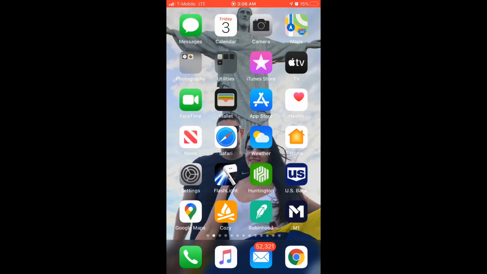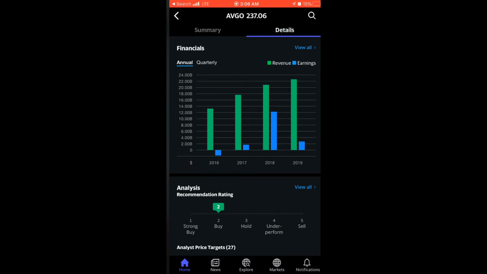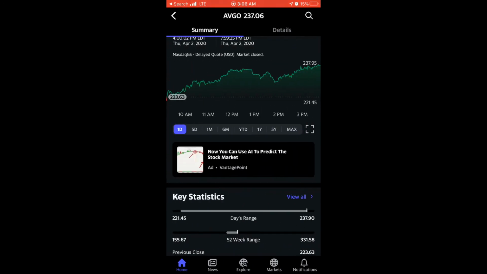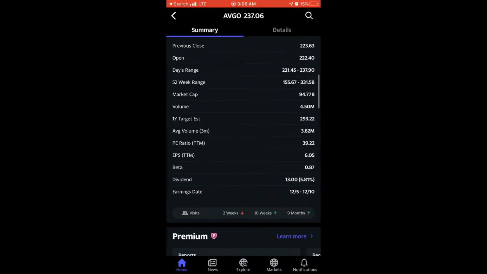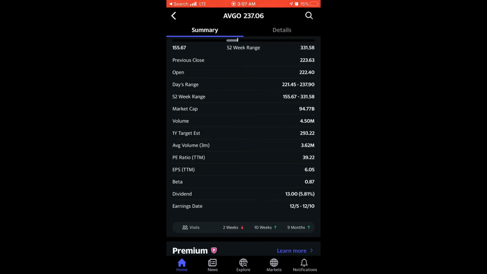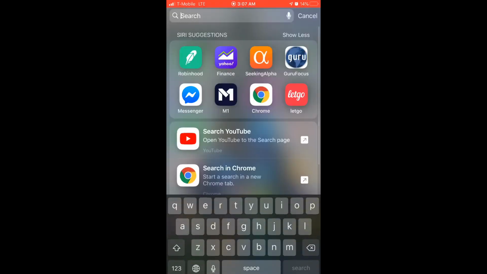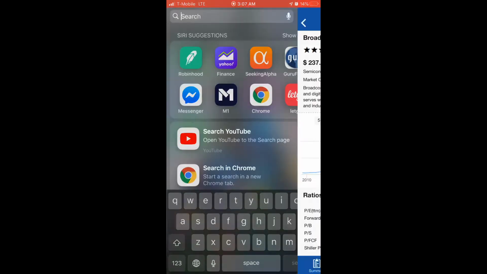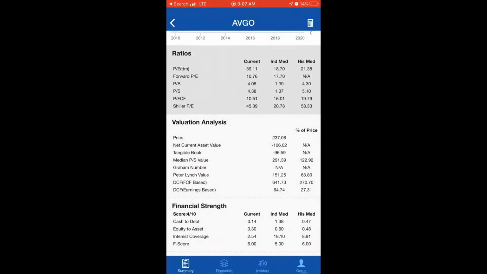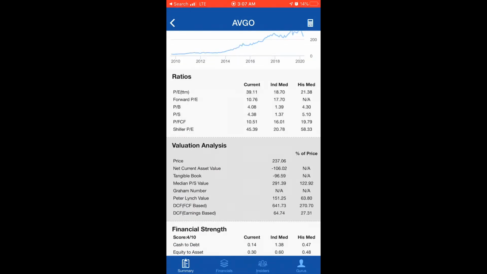Another app I like to use when I feel a little lazy to actually go and calculate intrinsic value is Simply Wall Street. I use Yahoo sometimes. I go to Yahoo and I look here, one year targets, 293, and then sometimes I go to Guru Focus, and I look here, I see median price for sales.